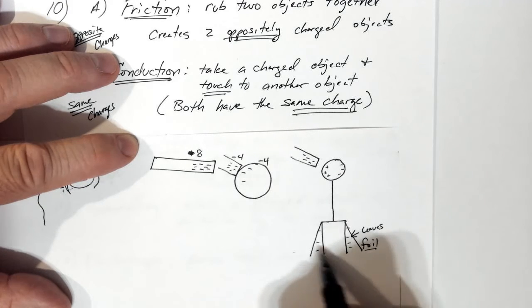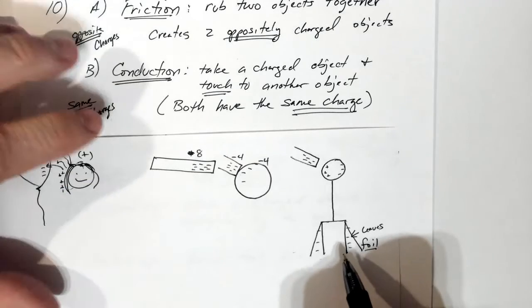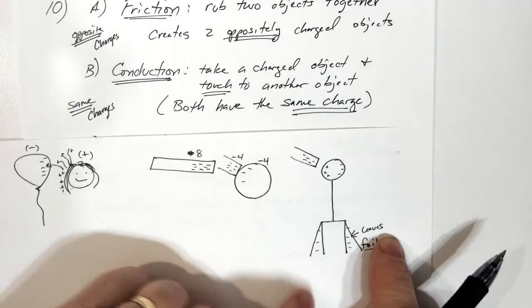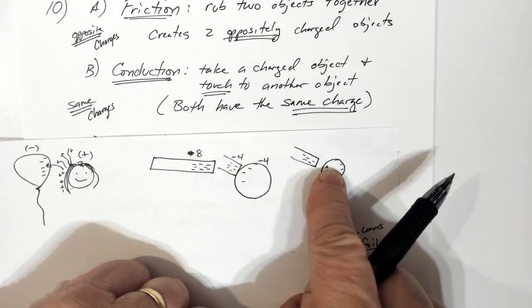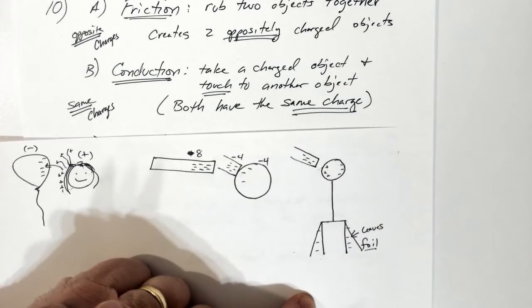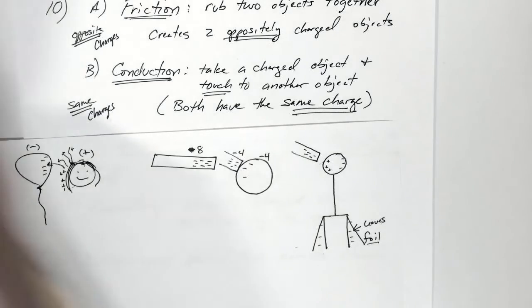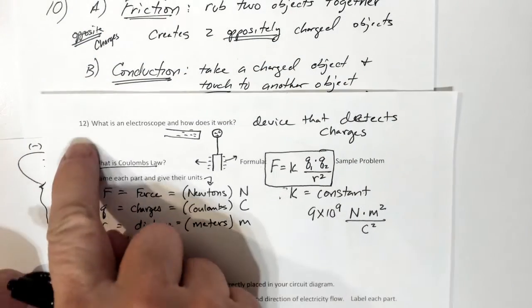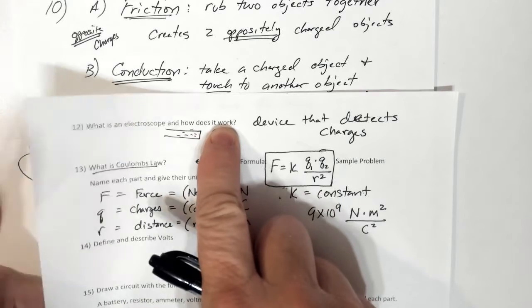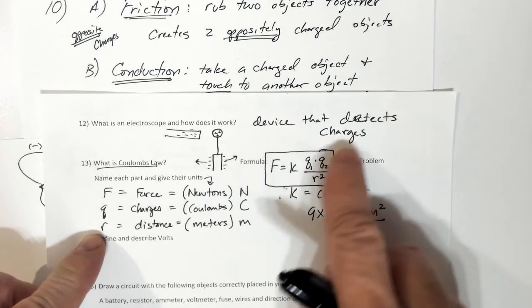These foil leaves, which could be any kind of metal, will swing out every time they detect a charge at the top area of electroscopes. Okay, so let's define that. We have that as part of our notes right here. What is an electroscope and how does it work? It is a device that detects charges.